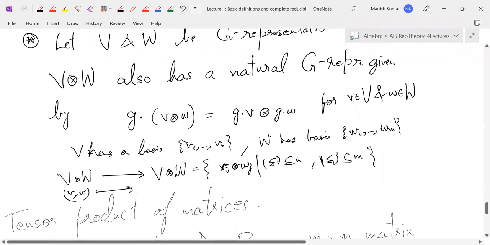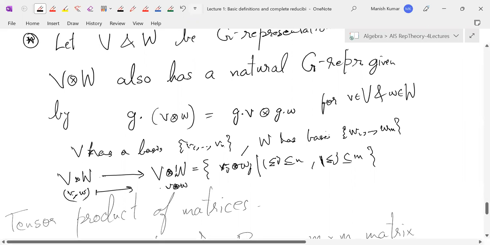So you consider the vector space generated by these symbols, v_i tensor w_j, where i ranges from 1 to n and j ranges from 1 to m. And elements here are sums of these things. So (v, w) you send to v tensor w. V will be a linear combination of v1 to vn, w will be a linear combination of w1 to wm, and v tensor w you just extend linearly.